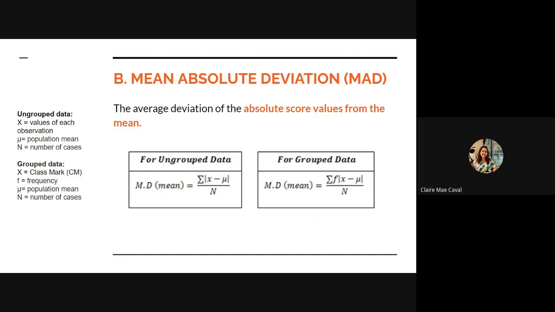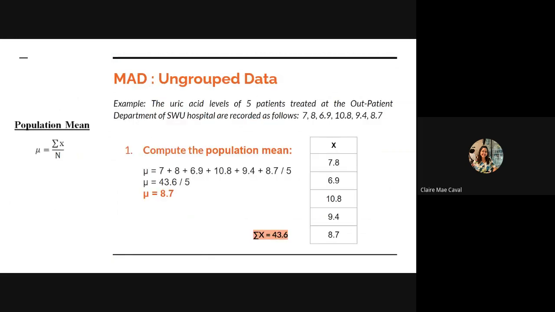Okay? And also, we have to get used lang po para masanay tayo what these symbols are for. Okay? Kaya for mu, this is really for population mean. So that we will get used to the different symbols. Okay? Next, let's have the first example. These are a group set of data. So the uric acid levels of 5 patients treated at the outpatient department of Southwestern University Hospital are recorded as follows. We have 7.8. This is 7.8 class, not 7 and 8. 6.9, 10.8, 9.4, and 8.7.